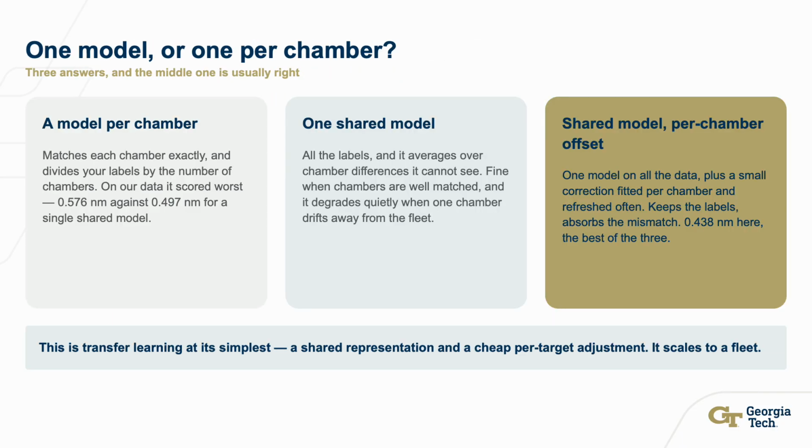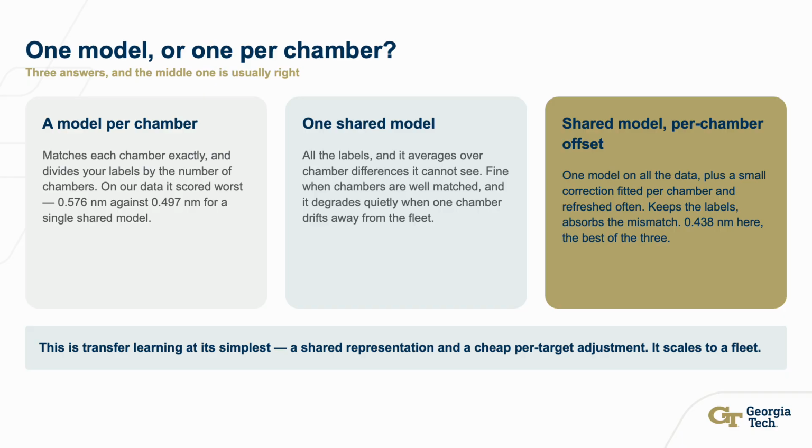One model or one per chamber? We touched this in segment 1, and here is the full answer. A model per chamber matches each chamber exactly and divides your labels by the number of chambers. On our data, it scored worse: 0.576 against 0.497 on a single shared model. In a 20 chamber fab, it would be far worse and you would maintain 20 models. One shared model has all the labels and averages over chamber differences it cannot see. Fine when the chambers are well matched. It degrades quietly when one chamber drifts away from the fleet, and quietly is the problem.